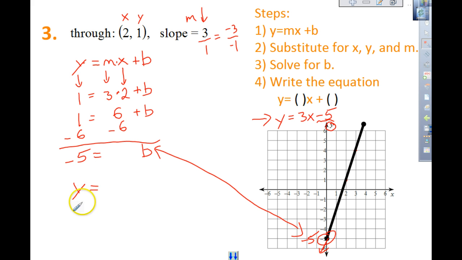Don't forget to write the final answer. We already have it over there, but 3x because we have the 3 from right here, but then the b, minus 1. So of course it should match whether you get this equation from the graph or if you get it algebraically, you should get the same thing.